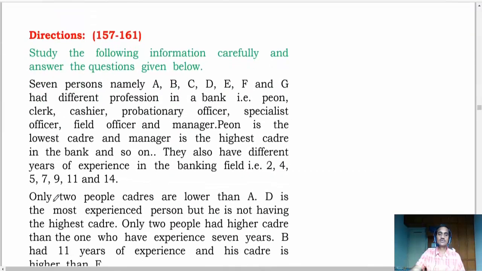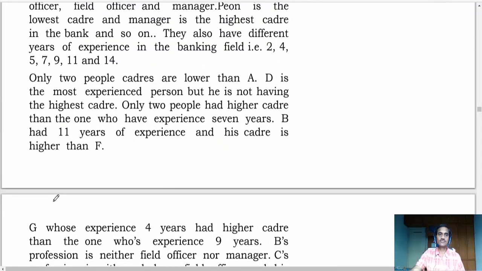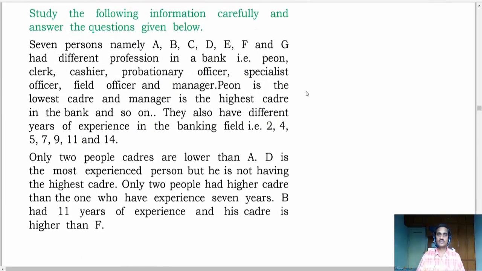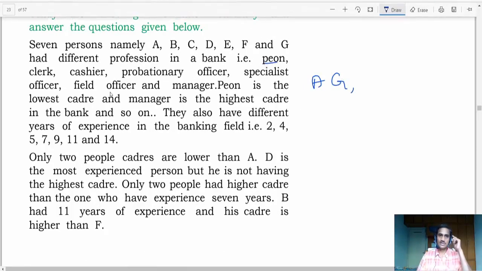156 is choice 5. Then 157 to 161. Now in this 157 to 161, 7 persons were given. A through G are the 7 persons, and their professions were given: peon, clerk, cashier and so on. Peon is the lowest cadre and manager is the highest cadre, in hierarchical order. The order is clearly given. They also have different years of experience: 2, 4, 5, 7, 9, 11 and 14. These are the years of experience and these are the persons. First, only 2 people have cadres lower than A. How many should be below A? Only two. And D is the most experienced person but does not have the highest cadre.